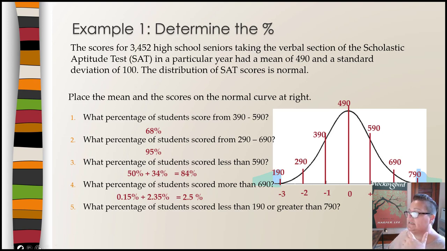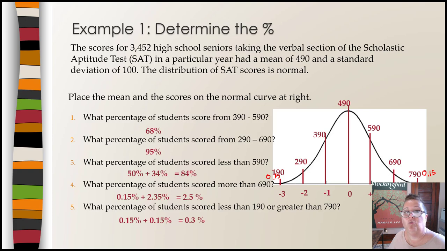Do you notice that these are both the 0.15s? If I reference the empirical rule chart from the previous slide, I get 0.15% here and 0.15% here, outside of 3 standard deviations. So what percentage scored less than 190 or greater than 790? That's 0.15 on each, or 0.3%.